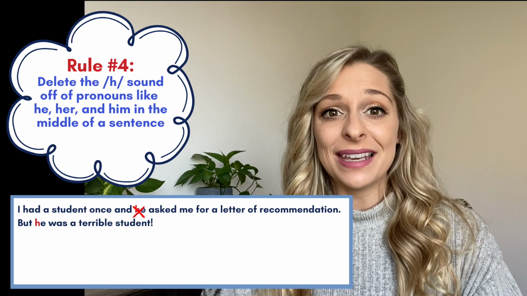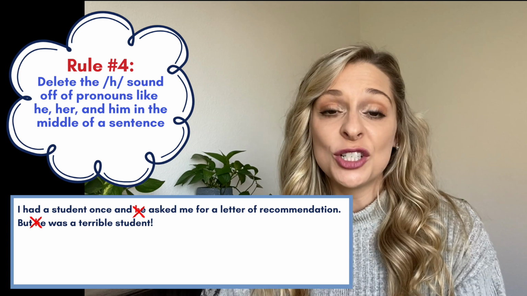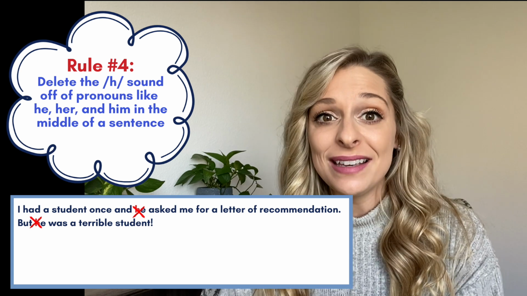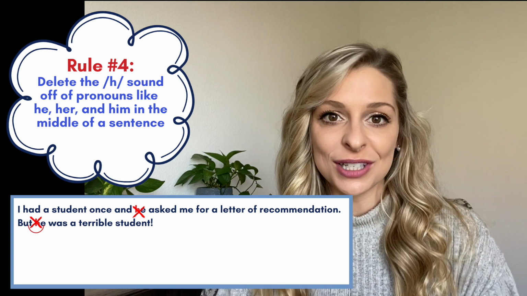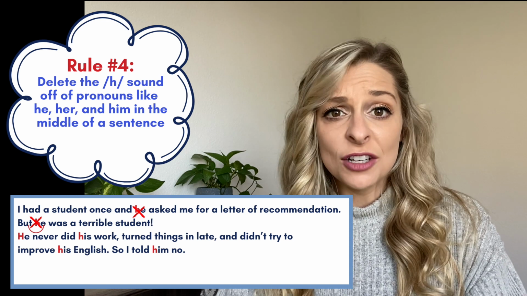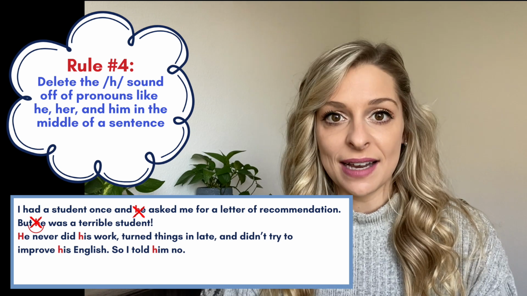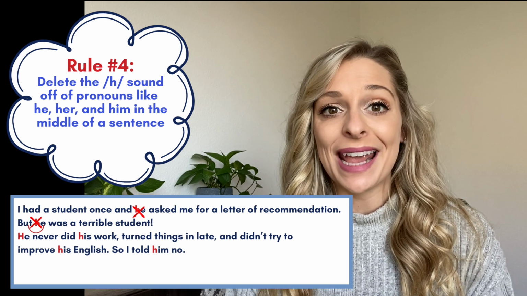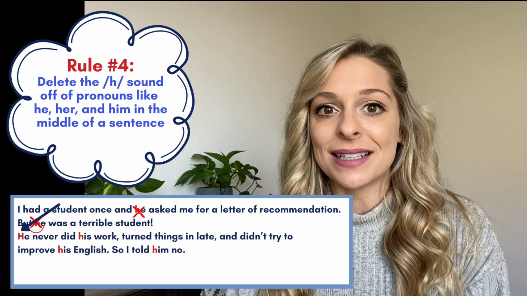Notice we delete the H and then we can use connected speech from rule number 3 to connect the T to the E sound. Buddy was a terrible student. He never did his work, turned in things late, and didn't try to improve his English. So I told him no. Notice in this sentence, we do pronounce the H sound on the first he because it begins the sentence.